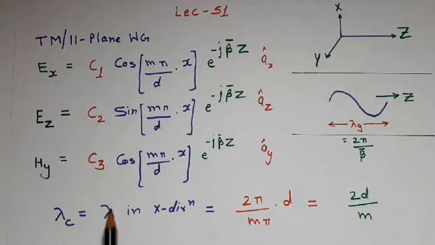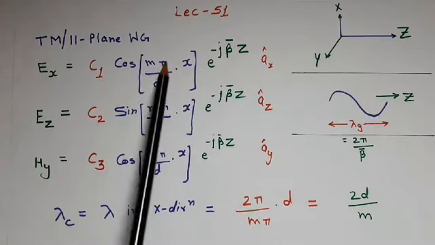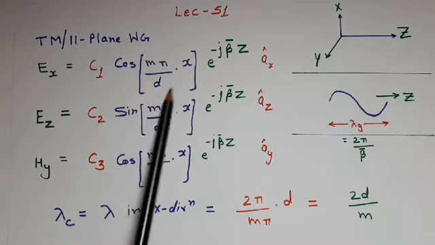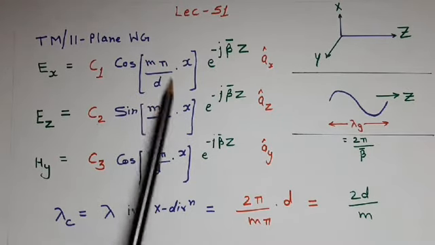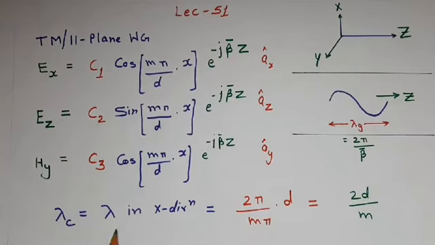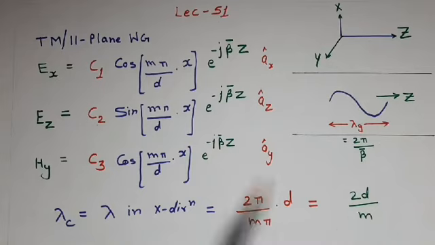Now here the question arises, what is the wavelength in the x direction? That wavelength is also known as the cutoff wavelength, which is represented by lambda c. So lambda c will be equal to 2 pi upon this quantity, which is a multiple of x. So lambda c, the wavelength in the x direction, can be written as 2 pi divided by m pi into d. Pi cancels out, so it becomes 2d upon m. So 2d upon m is the wavelength in the x direction.